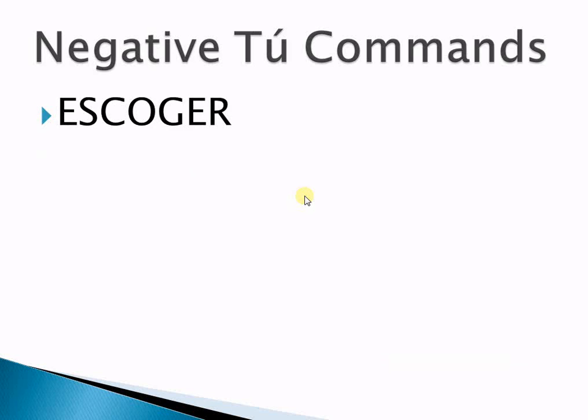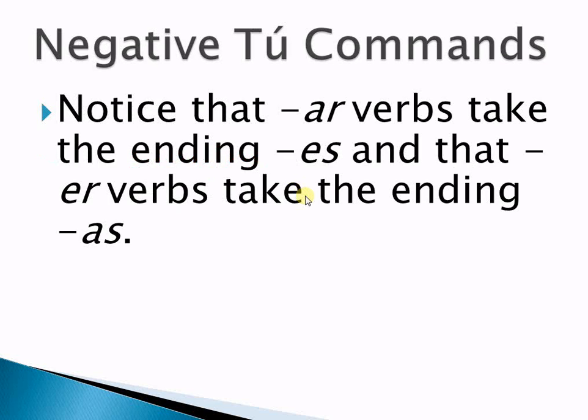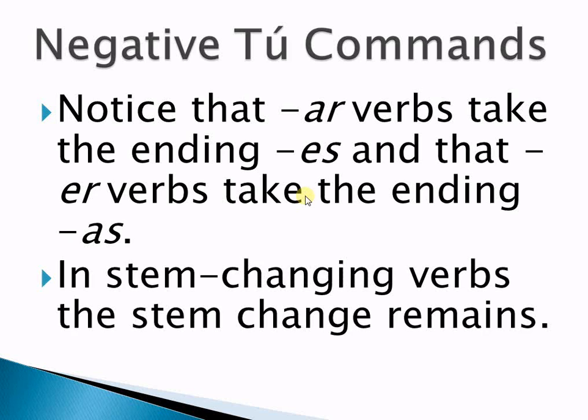Escoger. So you say escojo with a J, that verb changes the spelling. So you drop the O, put AS at the end. Make sure you put the no before it. No escojas comida con mucha grasa. Escoger means to pick, to choose. Notice that AR verbs take the ending ES and that ER or IR verbs take the ending AS. As we always say, the opposite vowel.